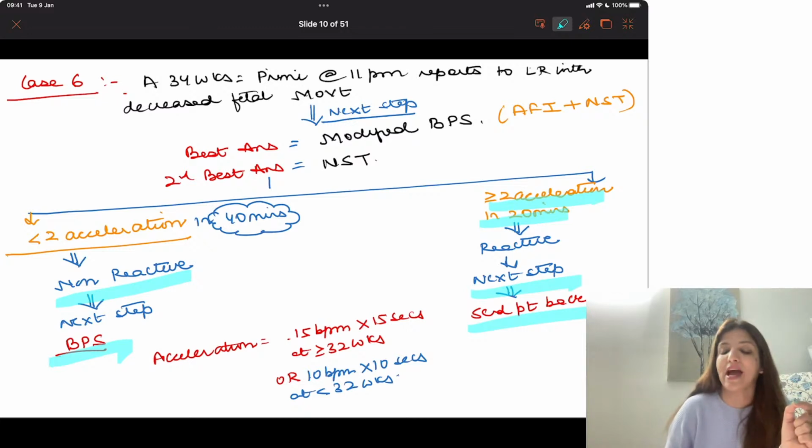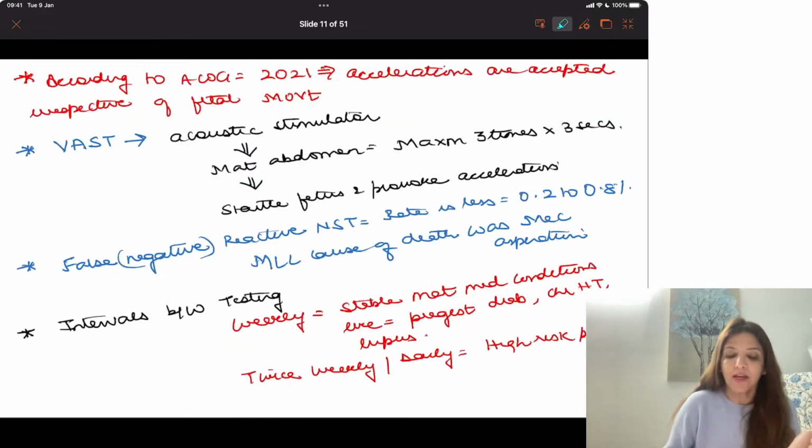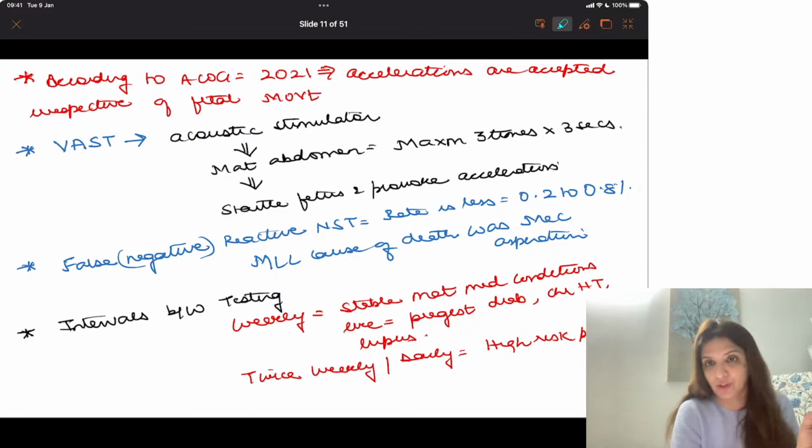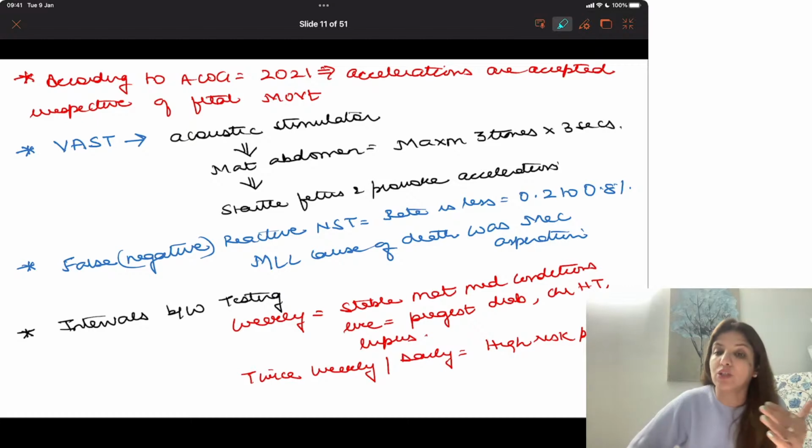How do you define accelerations? An acceleration is defined as an increase in heart rate by 15 beats per minute for 15 seconds at more than or equal to 32 weeks. If you are doing NST before 32 weeks, then it is 10 beats per minute for 10 seconds. So an increase in heart rate by 10 beats per minute for 10 seconds, that is an acceleration. Now, according to ACOG 2021, a very, very important update which has come, if you are getting accelerations on the NST strip, irrespective of fetal movement, you are going to take it as an acceleration, right? So the moment you get an acceleration, irrespective of whether fetal movement has occurred or not, you are going to take it as an acceleration, right?